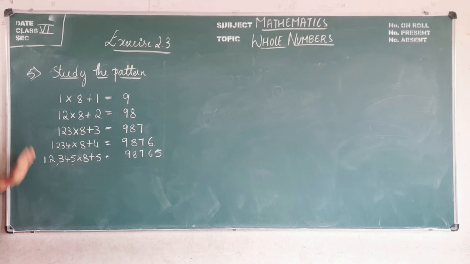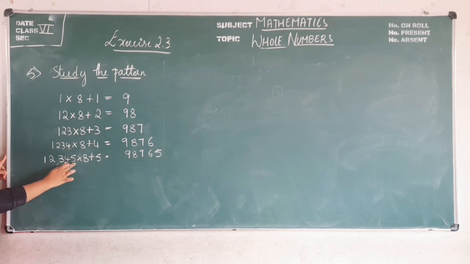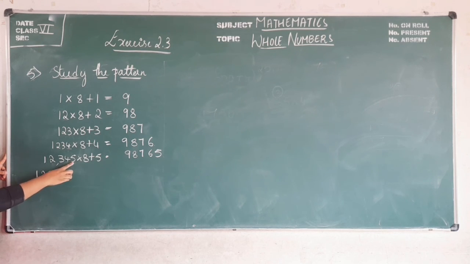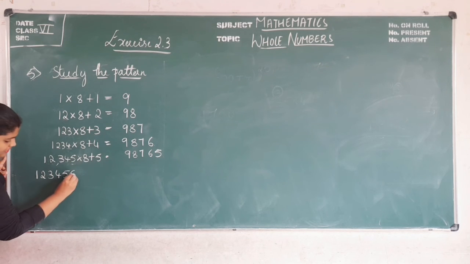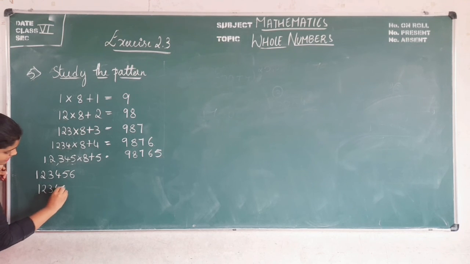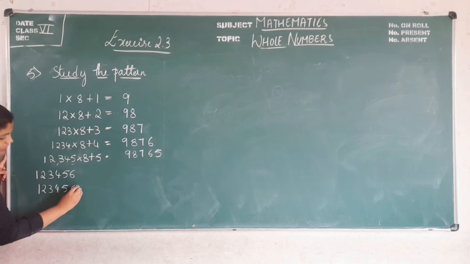So here you have to study the pattern and write the next two equations. So here it is 12,345. What is the next number? Yes, we have to add 5 plus 1. So 5 plus 1 is 6. Next, what is the next number of this? 1, 2, 3, 4, 5, 6 as it is. What is the successor of 6? Yes, 6 plus 1 is 7.